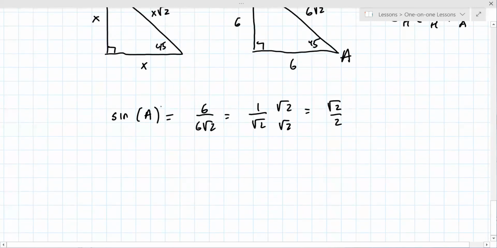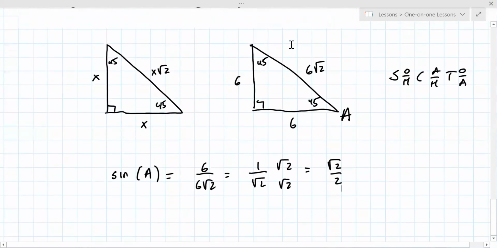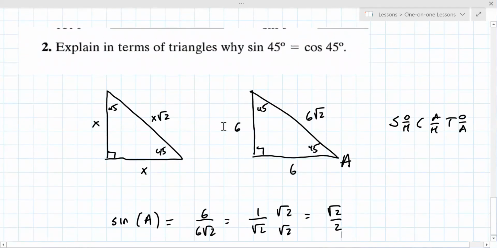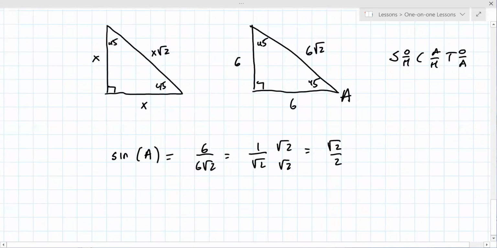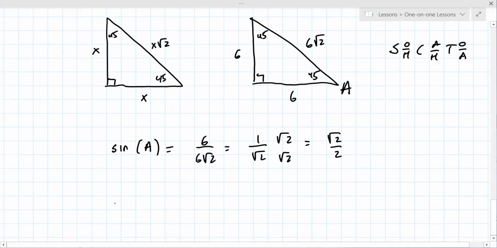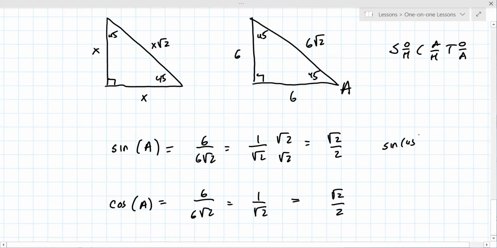What was A as an angle measure in our problem? 45. So we say the sine of 45 is square root 2 over 2. Cosine A is what? 6 over 6 root 2, so it becomes the same thing. So we can say that the sine of 45 equals square root of 2 over 2, and the cosine of 45 equals square root of 2 over 2. What is the tangent of A?